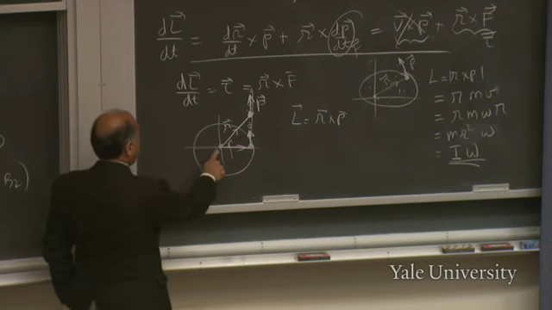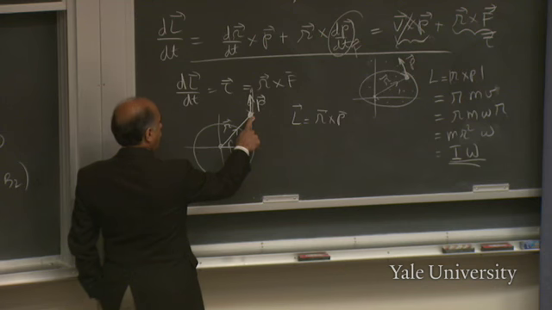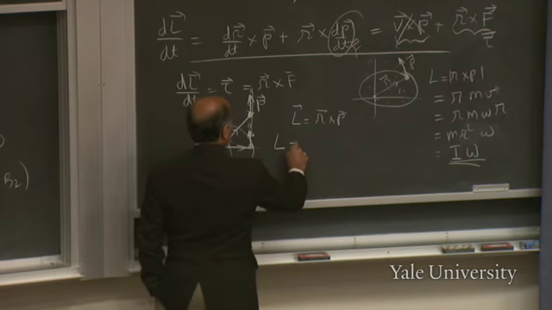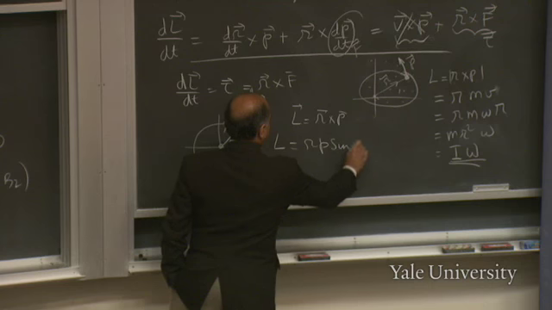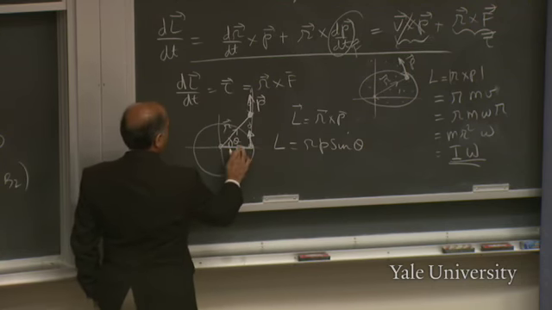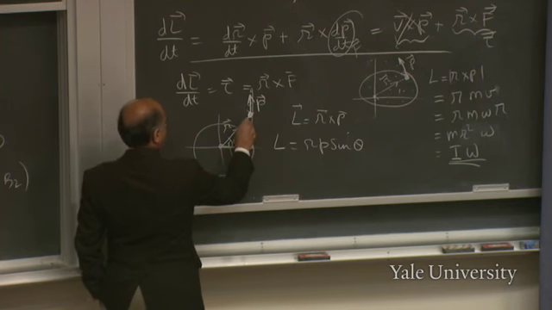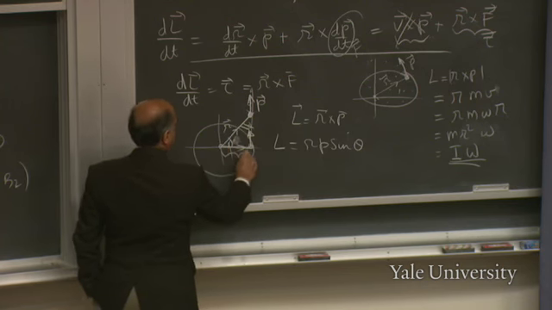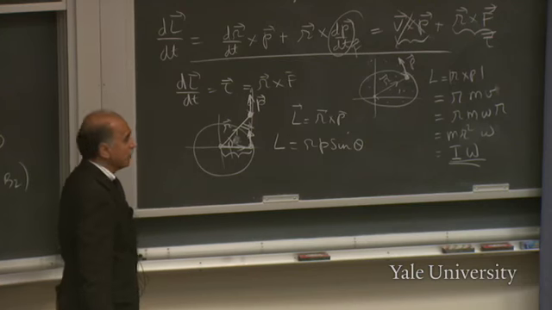Because the r has become bigger, but we don't want just r times p. We want r times p times sine theta. But theta is the angle between p and r. R sine theta is that perpendicular distance. That is not changing.